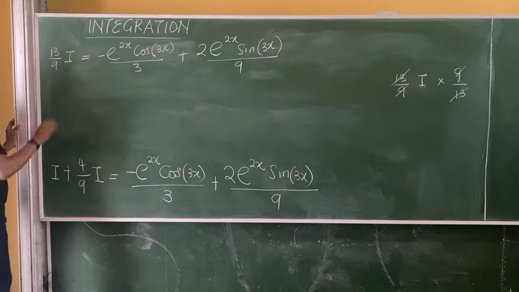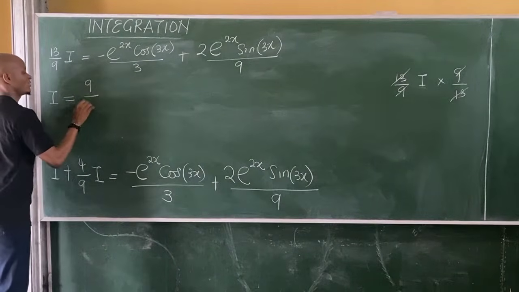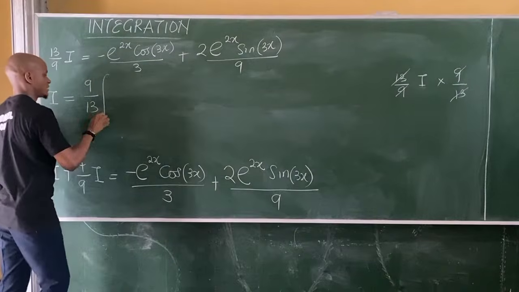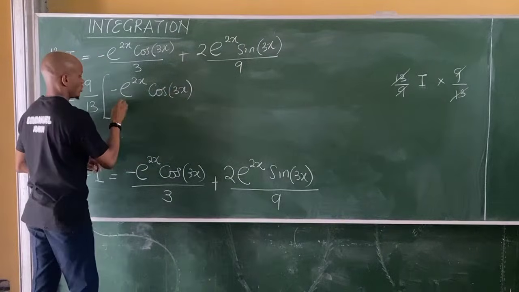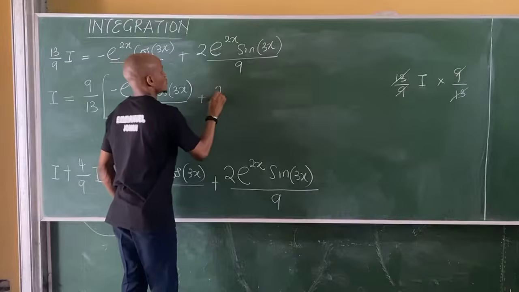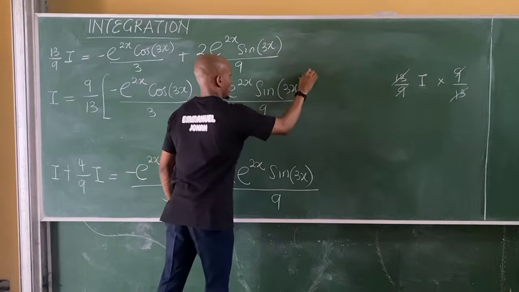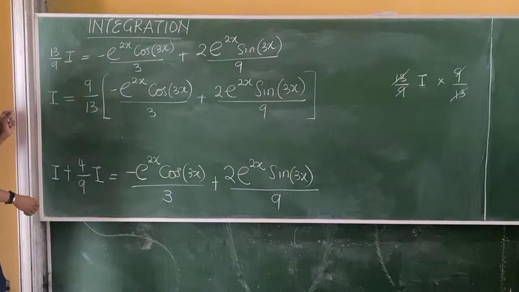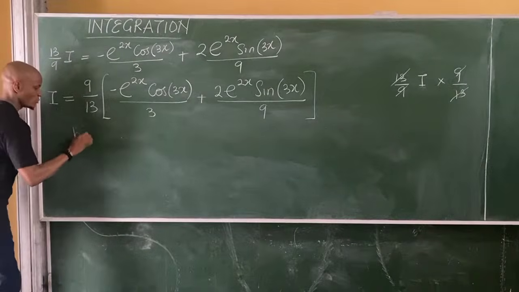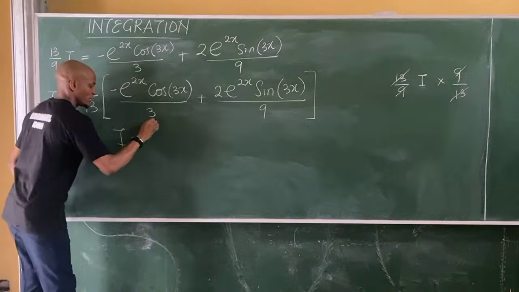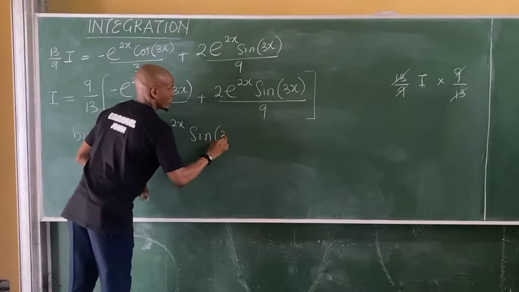If I multiply this by 9 over 13, I'm left with I being equal to 9 over 13 times all of these: minus exponential 2x cos 3x all over 3 plus 2 exponential 2x sine 3x all over 9. Okay, so I have this, but we said that I is equal to the integral of exponential 2x sine 3x.